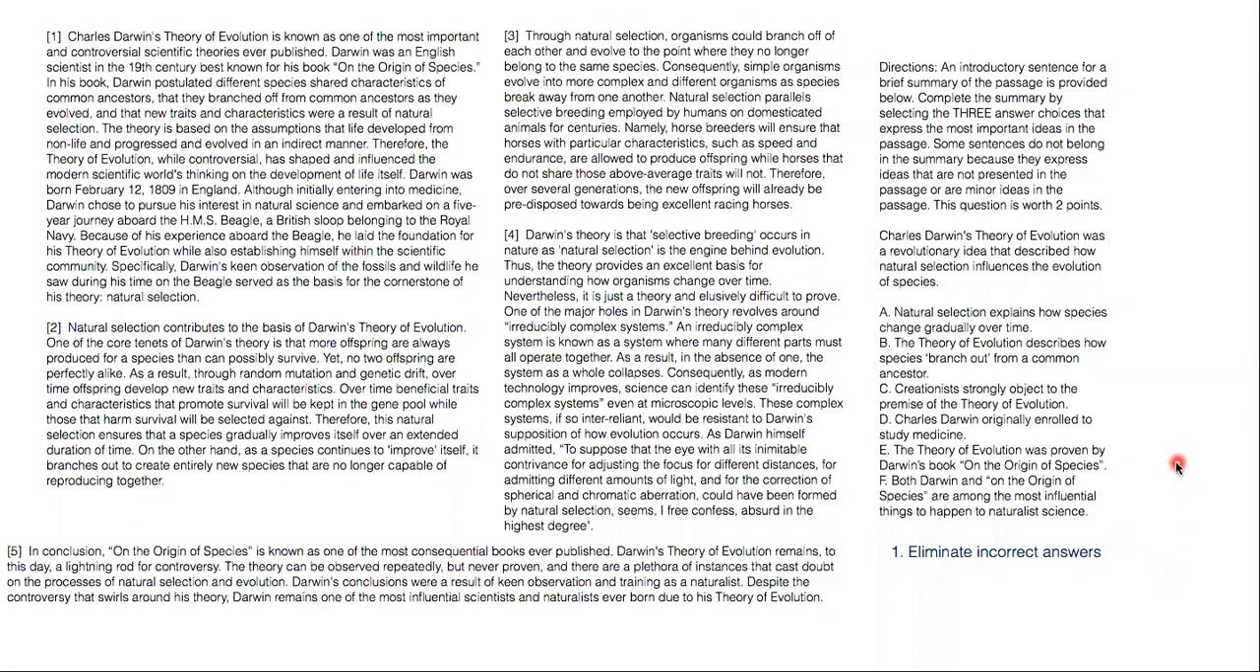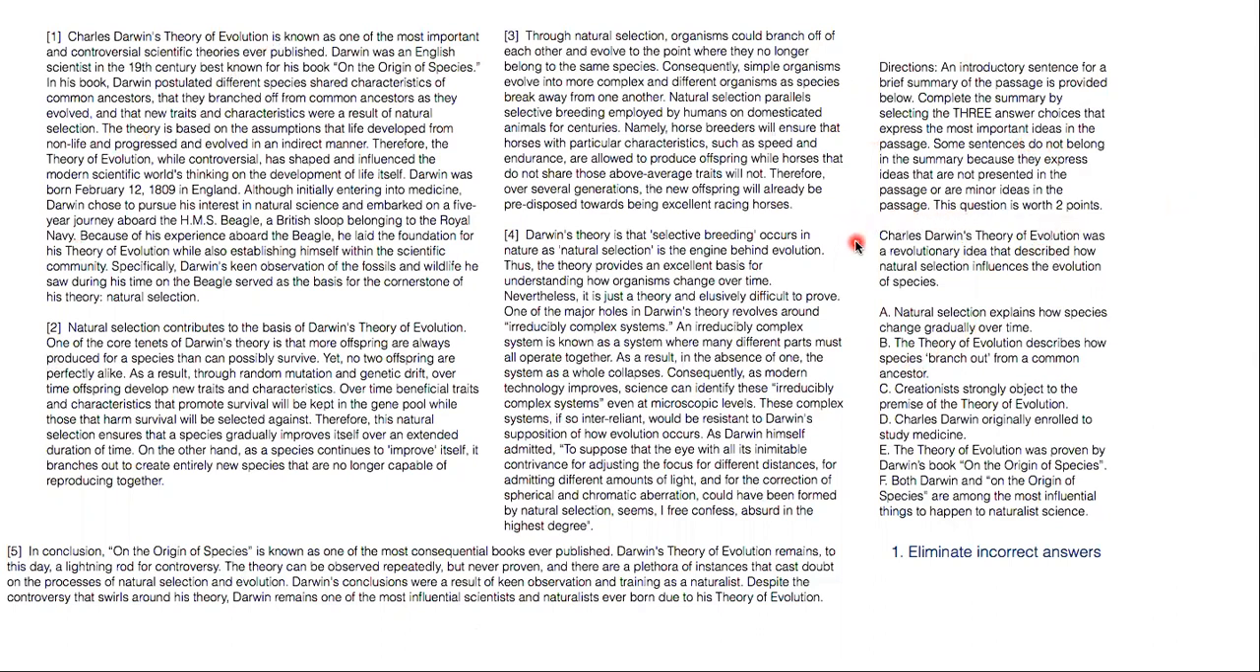from our sample here. So the directions tell you an introductory sentence for a brief summary of the passage is provided. You need to complete it by selecting 3 answer choices that express the most important ideas in the passage. I'm emphasizing this because it's important to remember they're only asking you about the ideas that are most important. They don't need the general or minor details, because you will find those in the answer choices, but we just need the key ideas. If we were going to summarize this whole passage in 4 sentences, what information would have to be present? And it tells you it's worth 2 points.